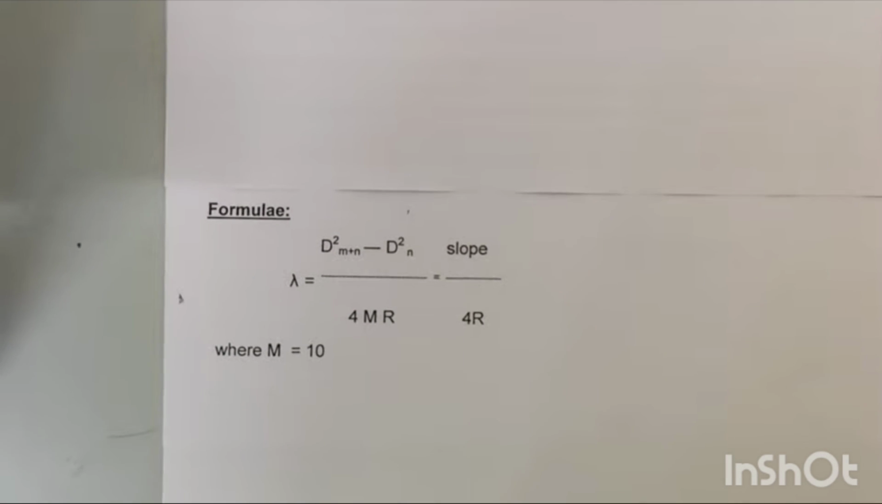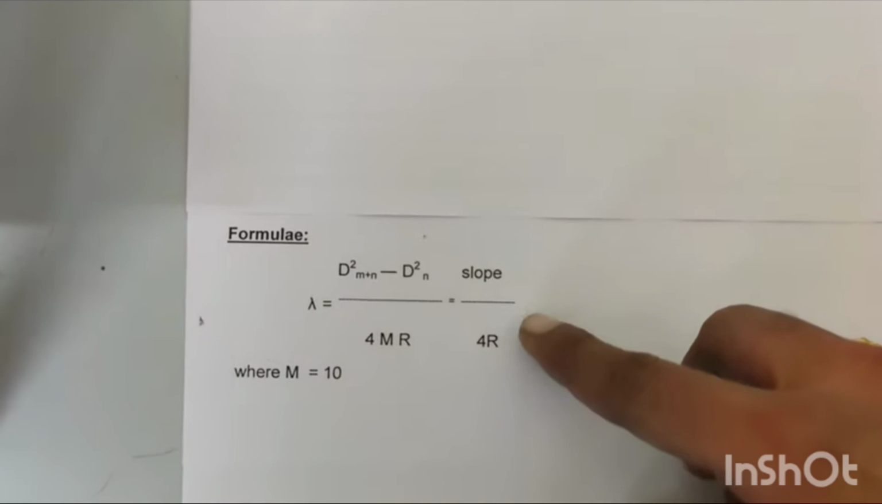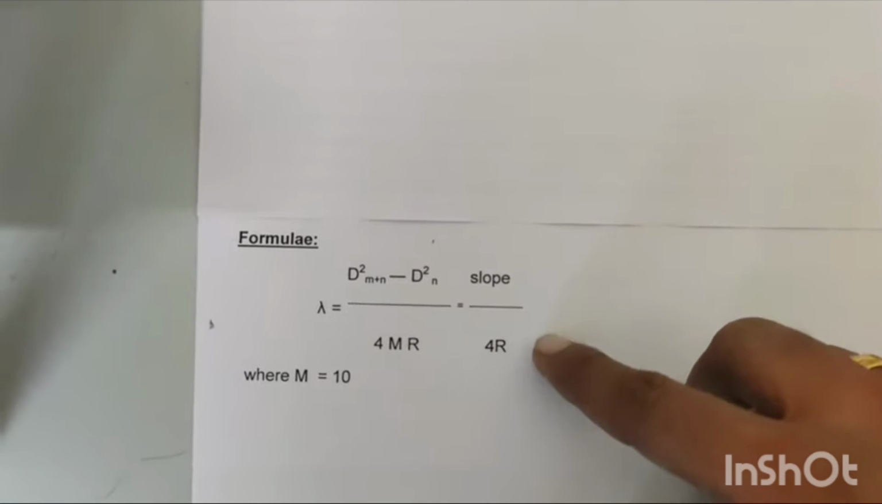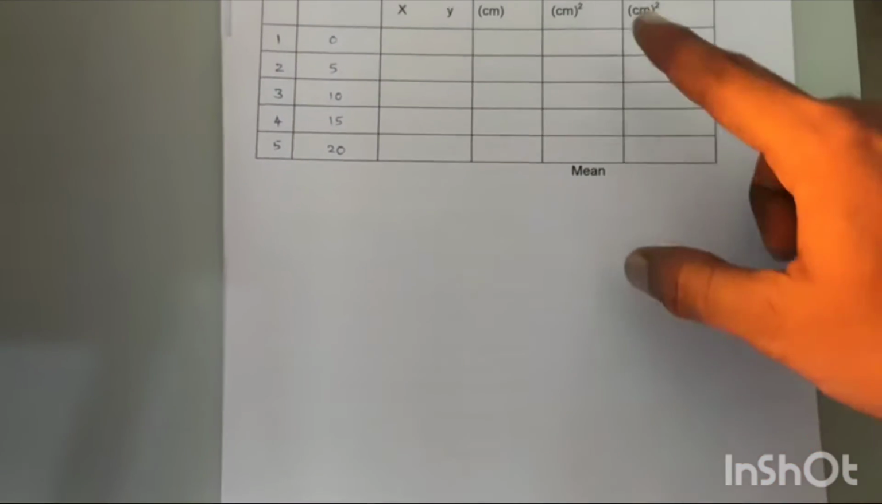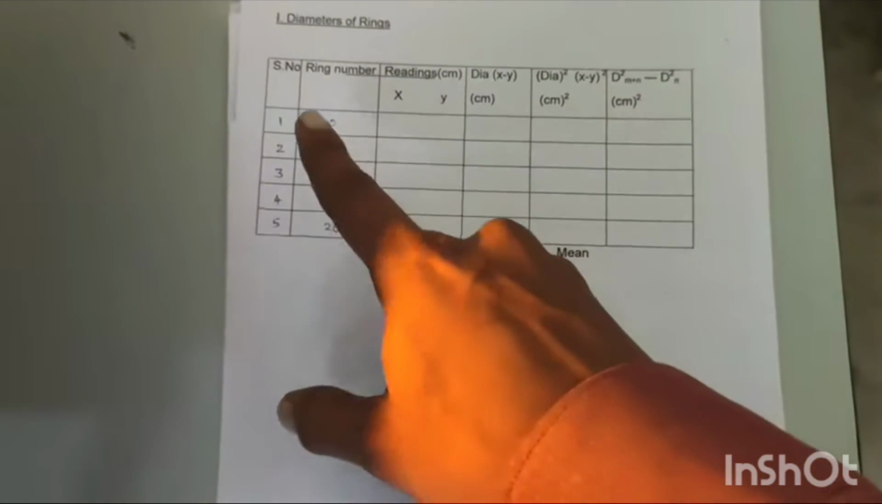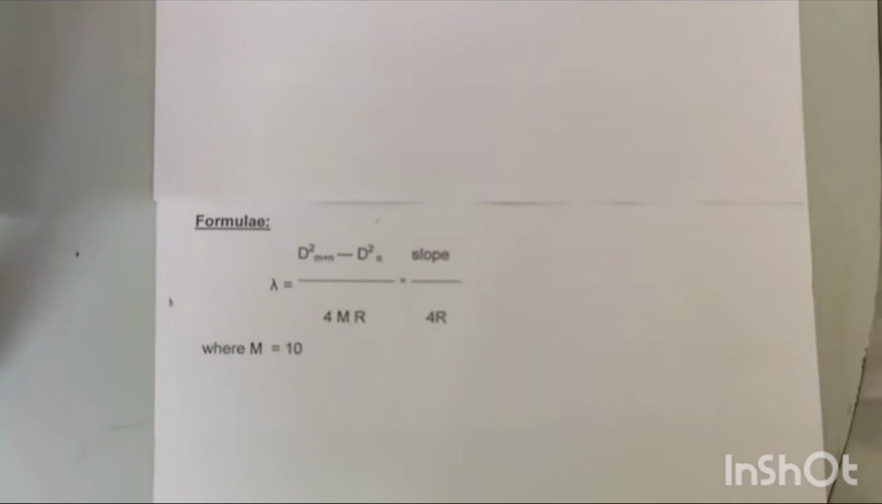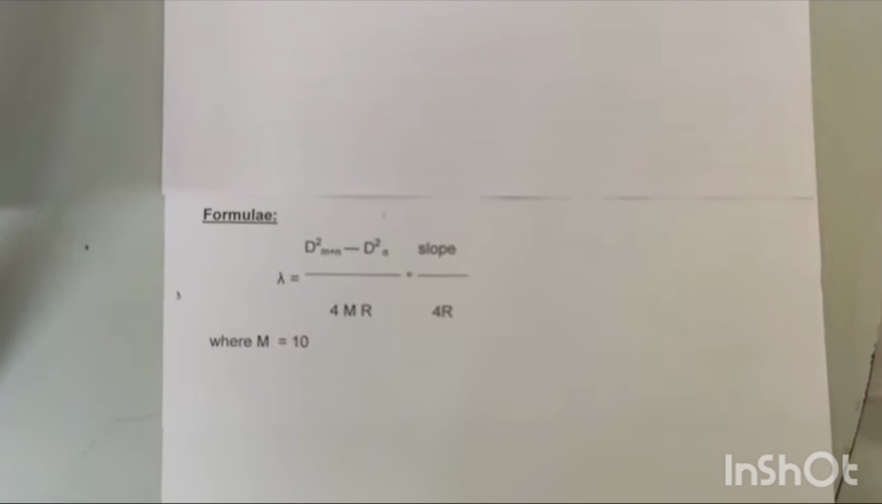Next is lambda is equal to slope upon 4r, the second formula, where we have to plot the graph between the diameter square and the ring number, so that a graph is there and we can calculate the slope from that graph, and so we will get the lambda value from the graph as well. Thank you.